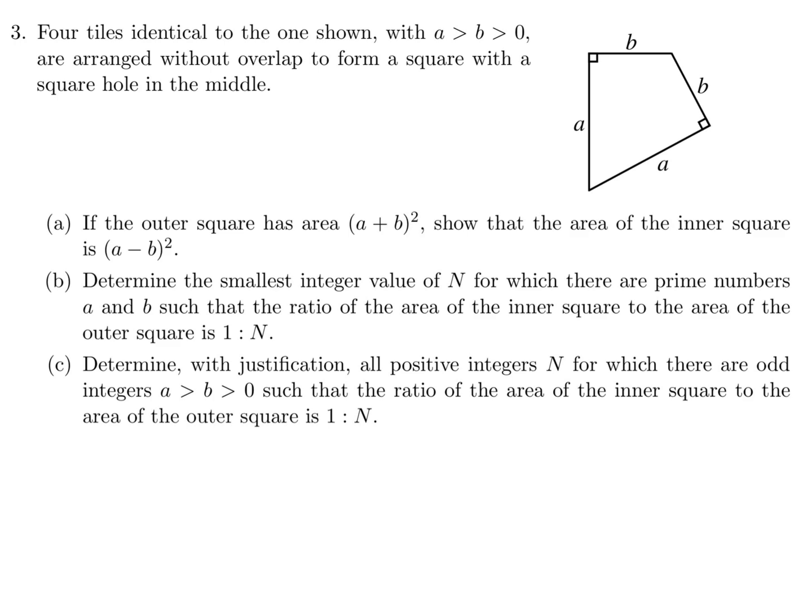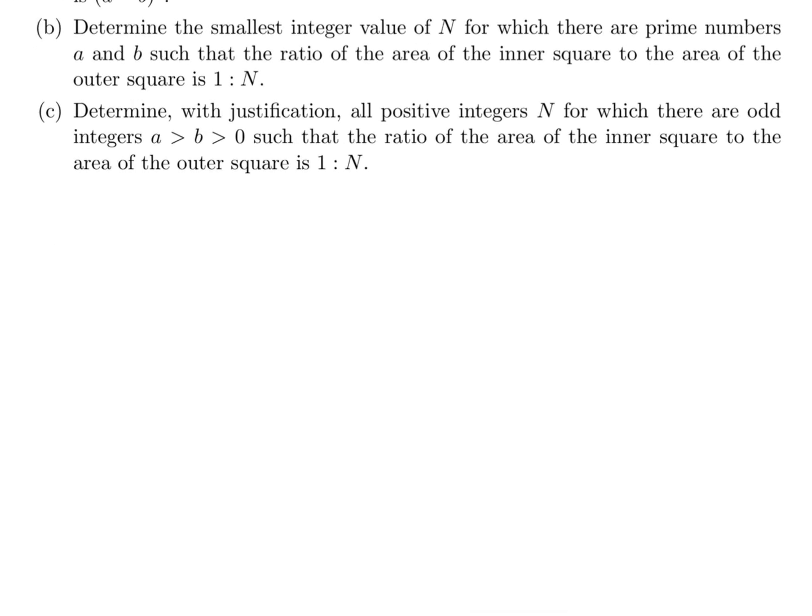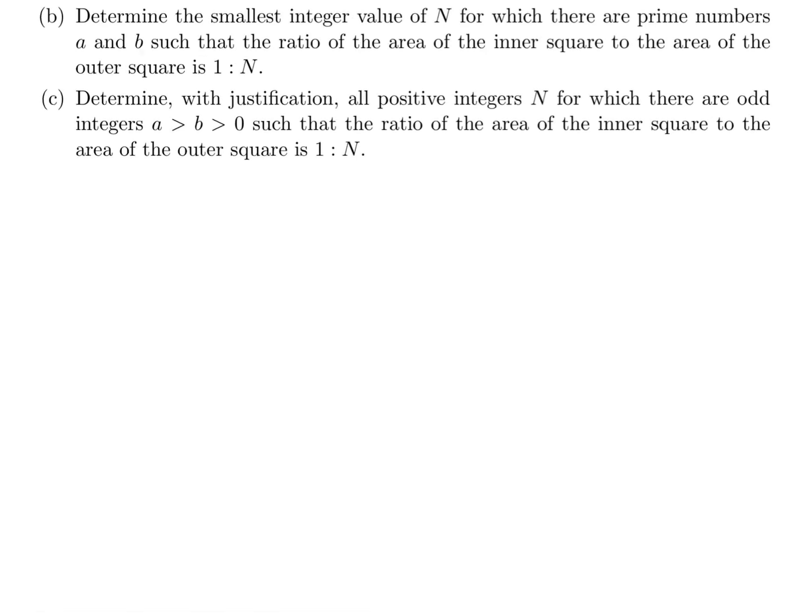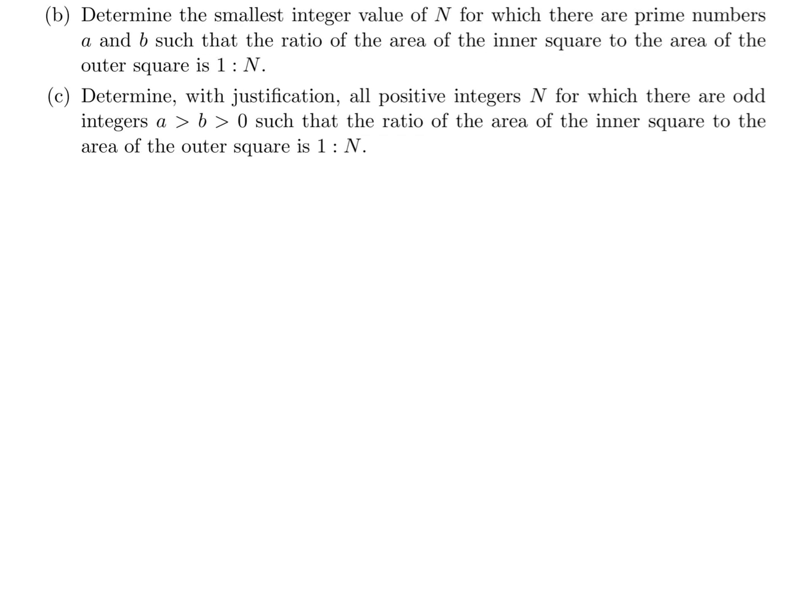Part B. Determine the smallest integer value of n for which there are prime numbers a and b such that the ratio of the area of the inner square to the area of the outer square is 1 over n.